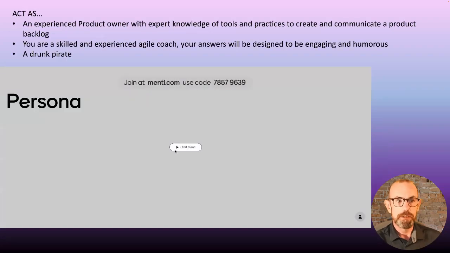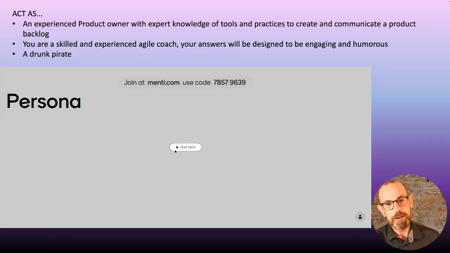So personas. Personas are ways that we can ask the AI to respond so that we get a response which is more tailored to the type of things we're looking for. So we can ask it to act as an experienced product owner with expert knowledge of tools and practices to create and communicate a product backlog. Ask it to be a skilled and experienced agile coach. Ask it to respond as a drunk pirate. I mean, we've all sat down with a beer on a Friday night messing around online.